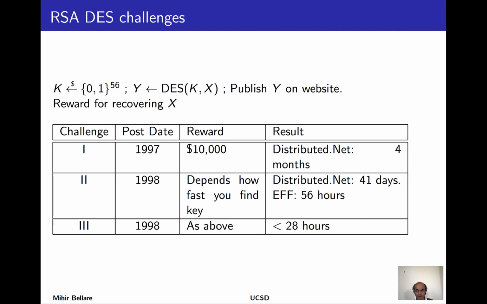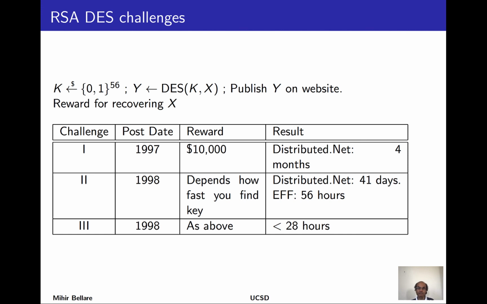Once that was known, efforts started up to actually do something like this. It was realized that you can exploit parallelism in various ways. So, for example, there's a company called RSA which would publish something called DES challenges. They would pick a random target key and provide a ciphertext under that key of some plain text, publish the ciphertext, and give a reward for recovering the plain text.